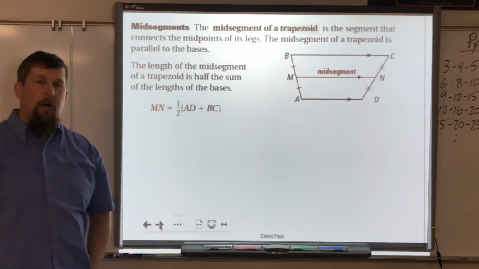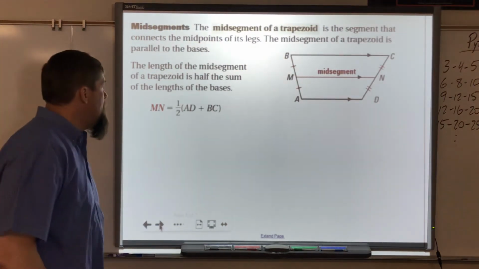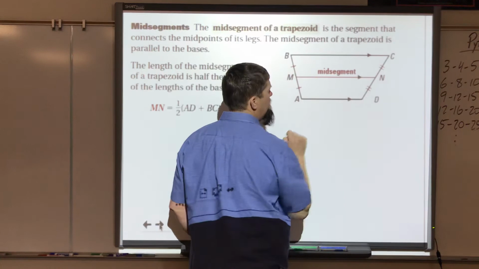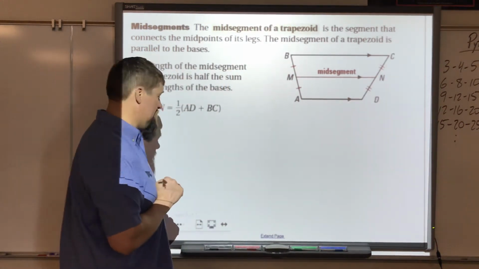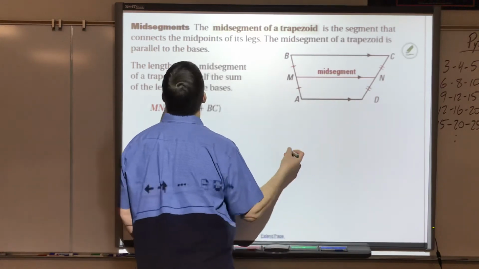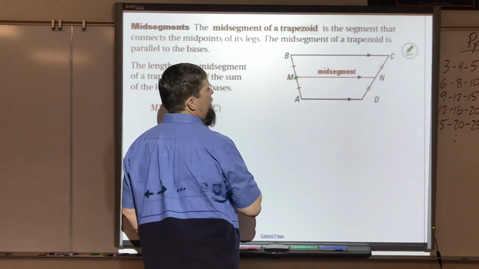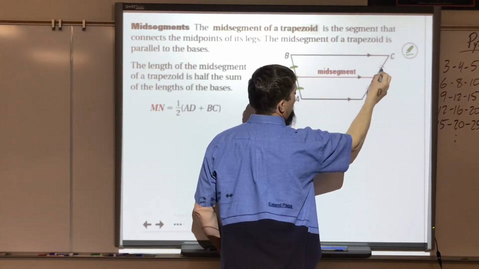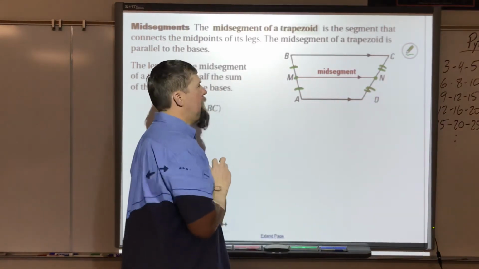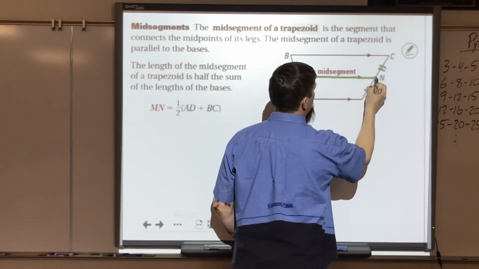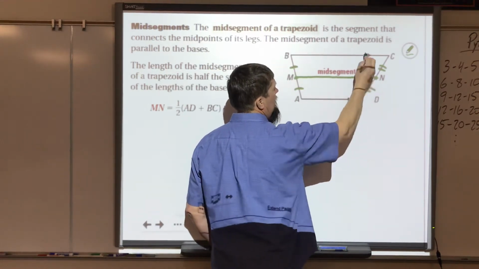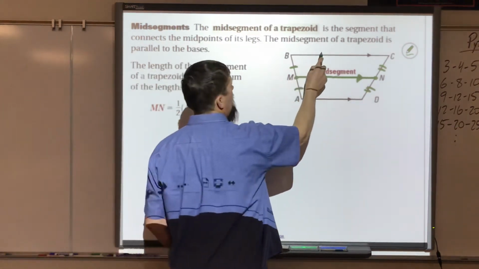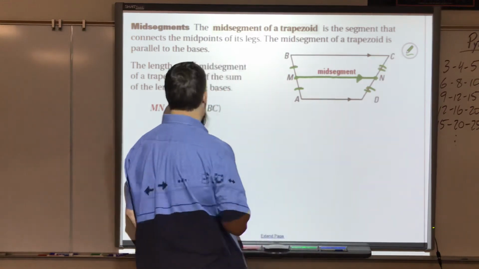All right, talking about what a mid-segment of a trapezoid is. A mid-segment is a segment that connects the midpoints of the two legs. So we have a midpoint here, M. So these two segments are congruent. This is midpoint N, so those two are congruent. Therefore, this mid-segment has to be parallel to the other two bases. So all three of these are parallel: the top base, the mid-segment, and the bottom base.